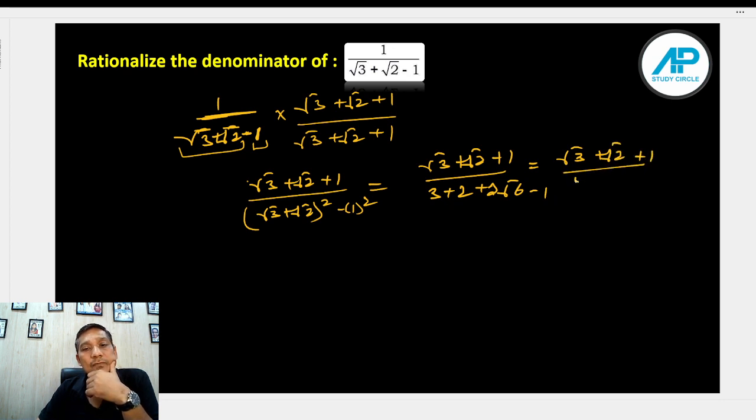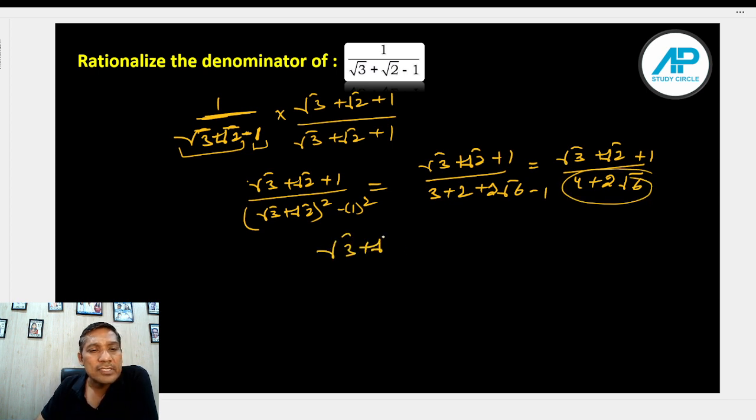5 minus 1 is 4 plus 2 root 6. Now that one part is over. So we have converted the denominator into a binomial from the trinomial. So there is a second step now. We have to rationalize this as well. So there are two ways of doing this.